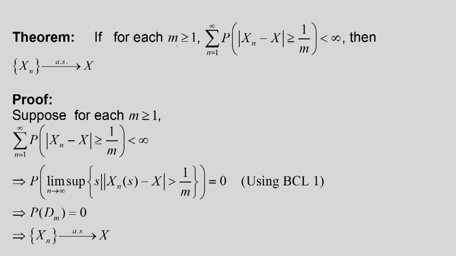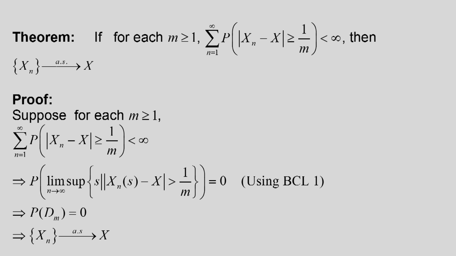Theorem: if for each m greater than or equal to 1, we are considering this sum, the probability of mod of Xn minus X greater than or equal to 1 by m, for each n we will consider and then sum up. So if this infinite sum of probability of mod of Xn minus X greater than or equal to 1 by m, the infinite series, is less than infinity, then Xn converges almost surely to X.